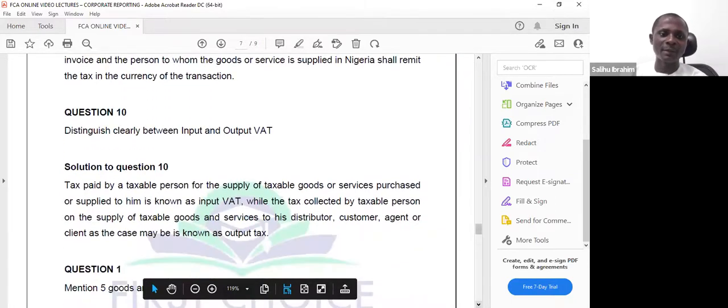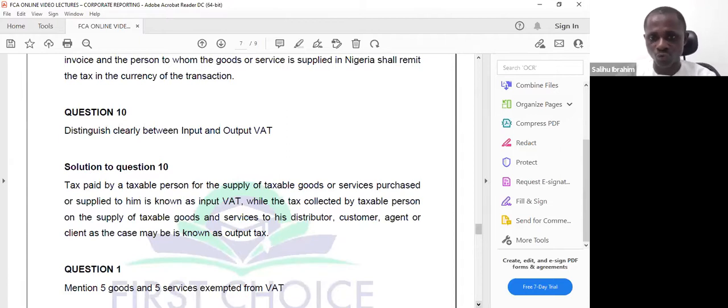So see there, tax paid by a taxable person for the supply of taxable goods or services purchased or supplied to him is known as input VAT. While the tax collected by a taxable person on the supply of taxable goods and services to his distributor, customer, agent, or client, as the case may be, is known as output VAT. So the difference between the output and input is what you are going to remit as net VAT payable.